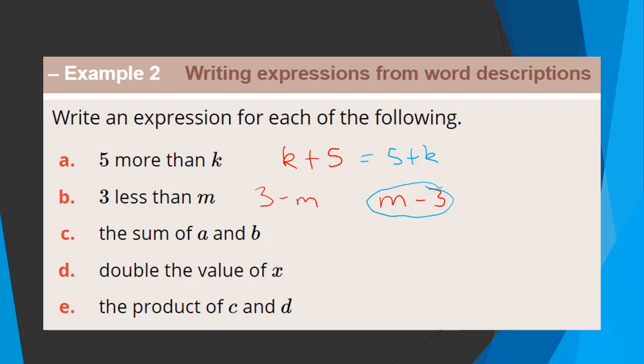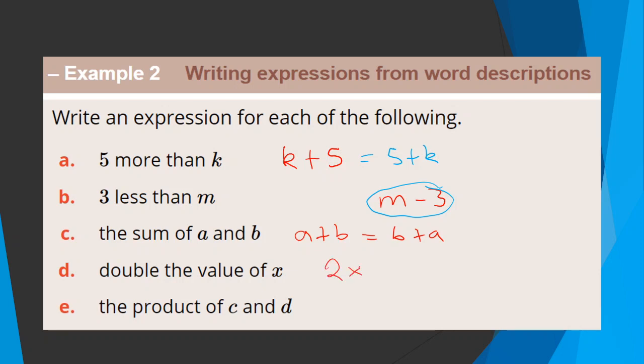which means it's that one. The sum of a and b, again, the sum doesn't matter whether you go a plus b or b plus a. Okay, these are both fine. So I'm going to rub out this one so we don't have any confusion. And double the value of x. If I'm doubling something, I'm going to multiply it by 2.